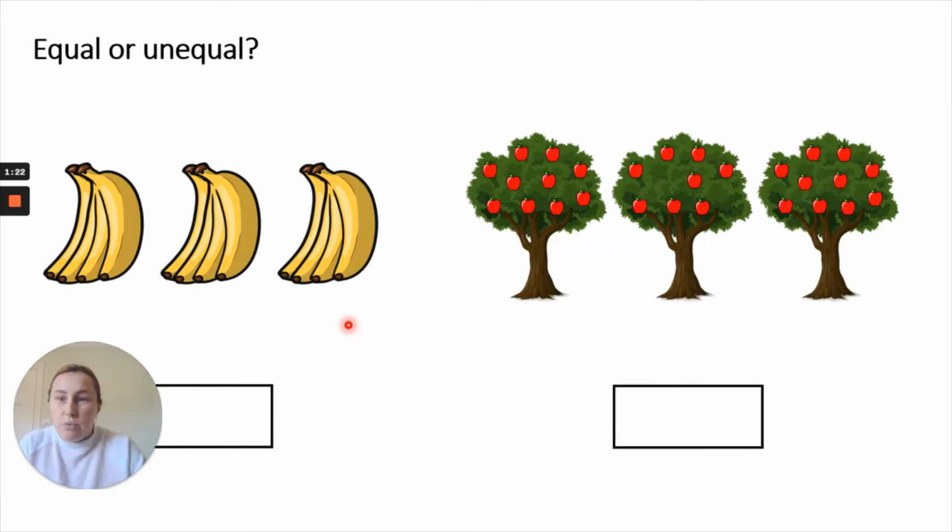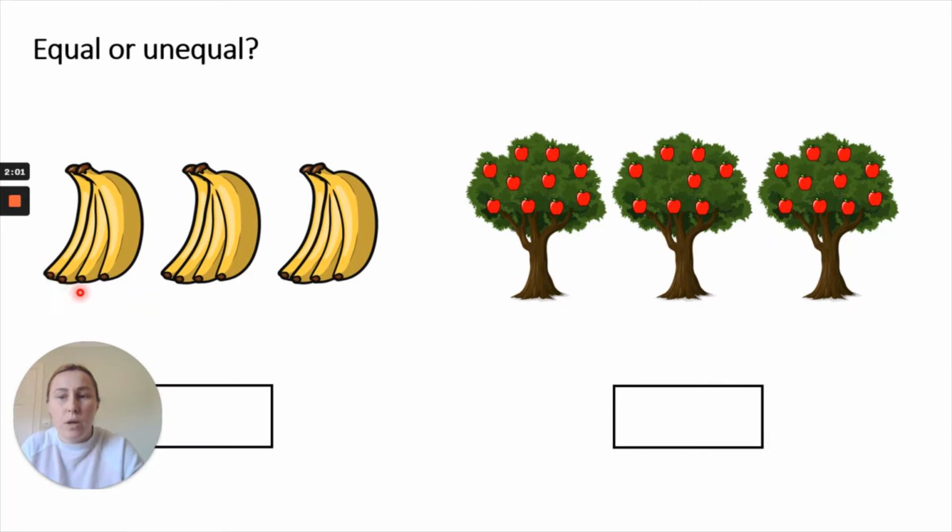So let's have a look at these two groups. We've got some bananas. I'm going to look at just the bananas first. And are these groups of bananas or bunches of bananas equal or unequal? Well, first, how many groups have we got? How many bunches of bananas have we got? We've got 1, 2, 3 groups of bananas. Then we need to see how many bananas are in each group, and that will tell us whether it is equal or unequal. So let's count them.